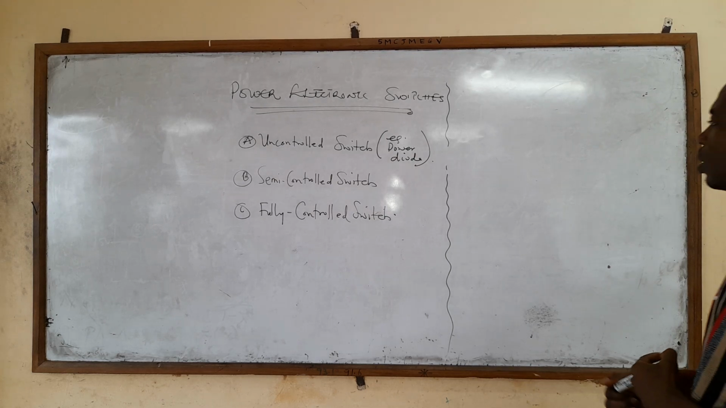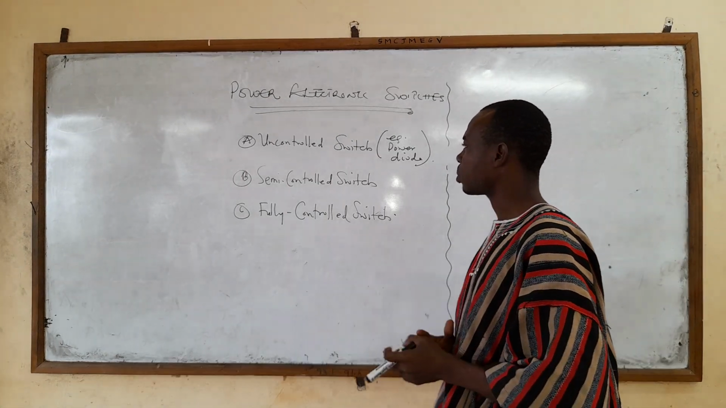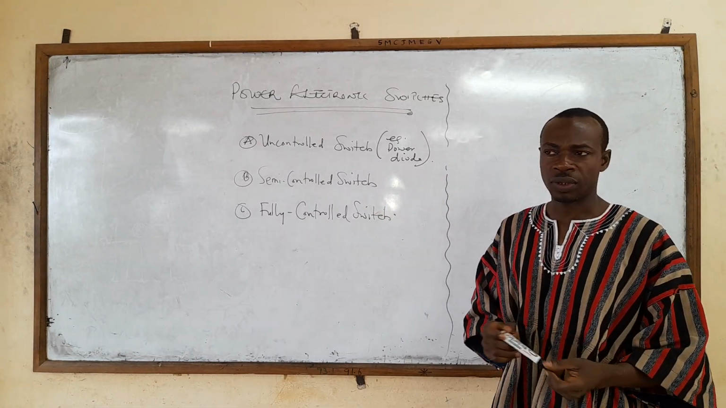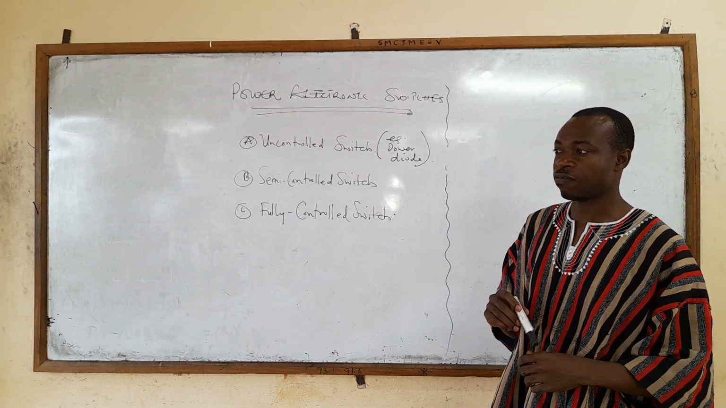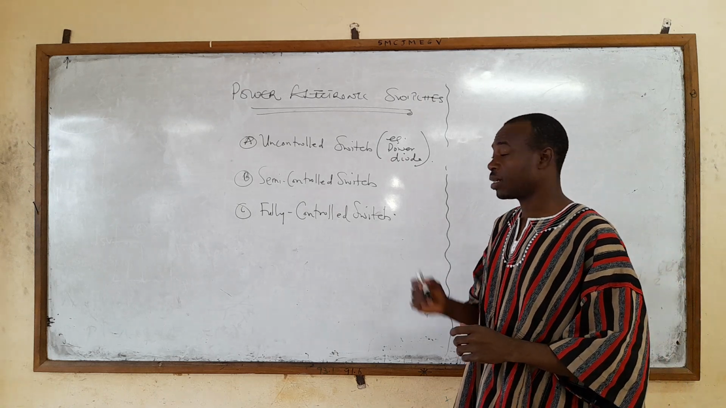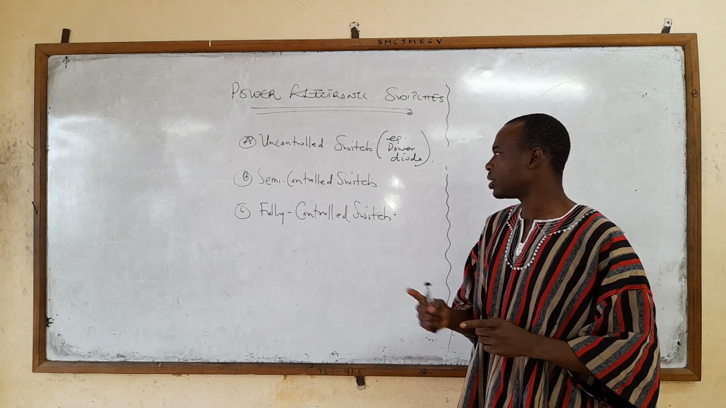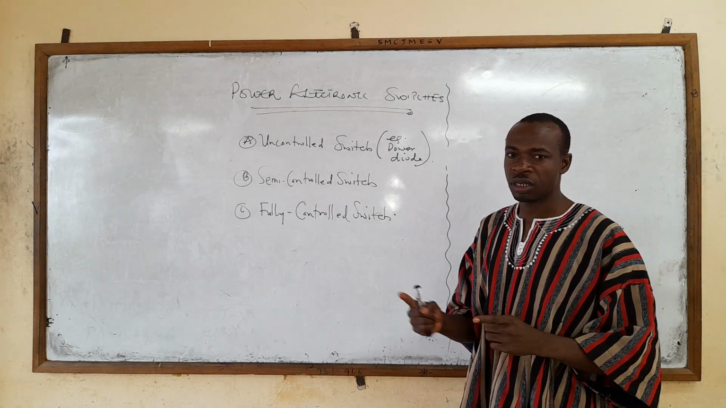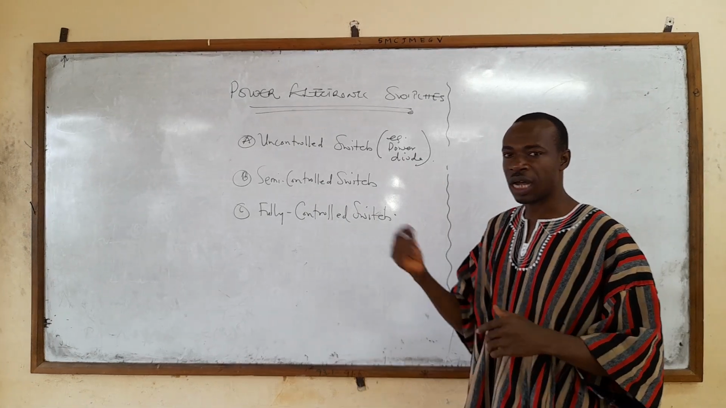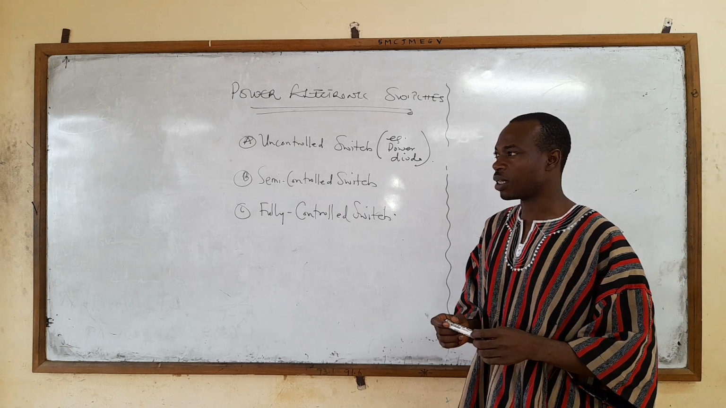Okay, so we've already looked at the first type of switch, which is the uncontrolled switch. An example is a power diode. Let me make this clear: there's a vast difference between a power diode and a signal diode. A signal diode may have an operating current between maybe 0 to 1 amp, but a power diode can range up to 1 kiloamp. This is the greatest difference that you should know.